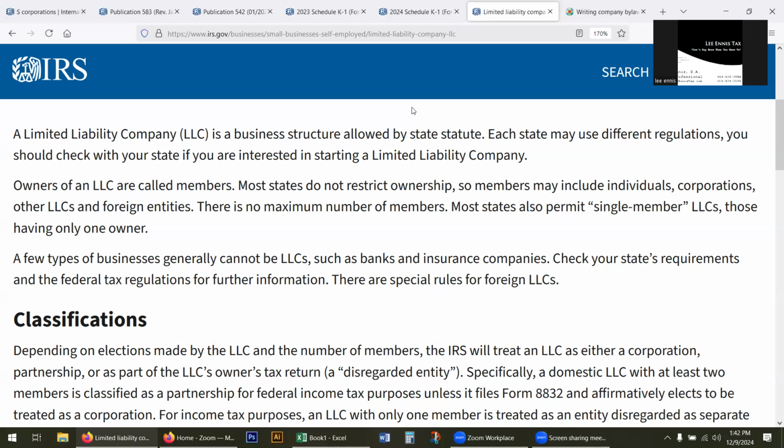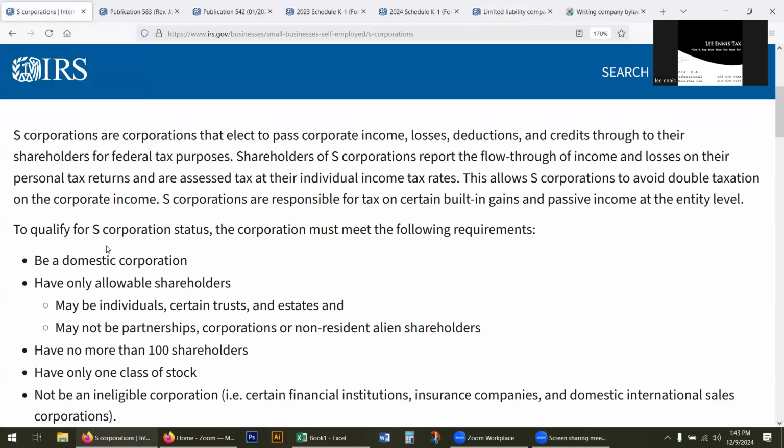One of the benefits of having an LLC is that LLC members can be things like partnerships, whereas with an S corp, the members cannot be partnerships. And I'm going to put all the links for these things that we're looking at in the description of the video as well. Here we see to qualify to be an S corp, you can only have individuals, trusts, and estates. You cannot have a partnership or a foreign corporation or a non-resident alien as a shareholder.